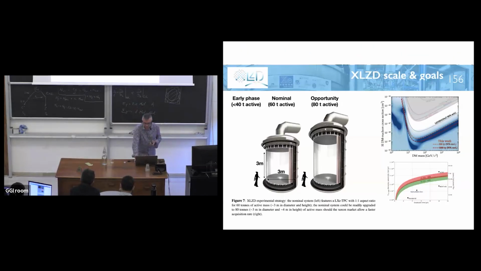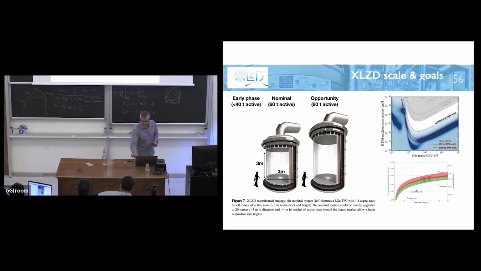Anyway, the scale of the detector is to be at the 60 tons of xenon in the active part of the TPC, so roughly a factor of 8, 10 with respect to the current detectors. The size will be 3 meters. Given the density of the xenon, it is still possible to build quite compact detectors, also with this high mass, and the plan is to reach the neutrino floor.